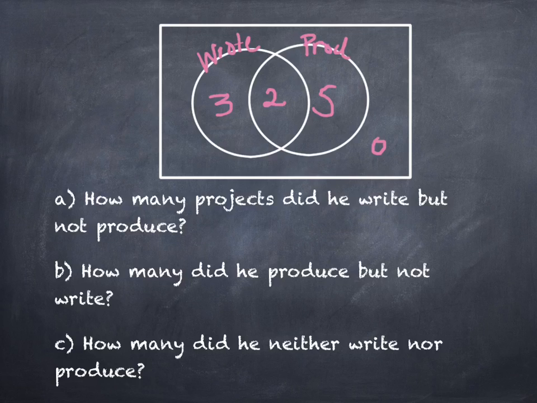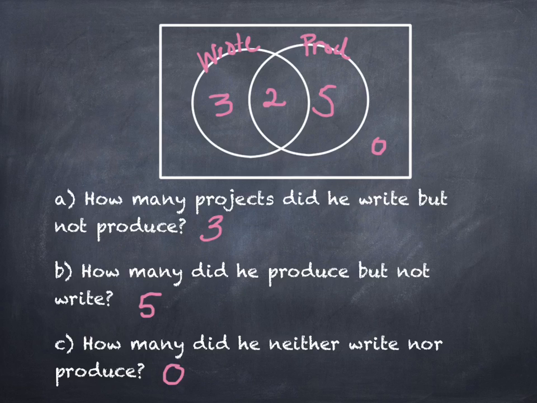Then we can answer the questions asked. It asks how many projects did he write but not produce? As you can see in our Venn diagram, that's 3. How many did he produce and not write? And again, in the Venn diagram, you can see that that is 5. And then how many did he neither write nor produce? And that was the 0 that we came up with there at the very end.